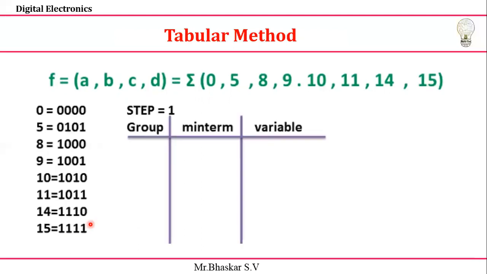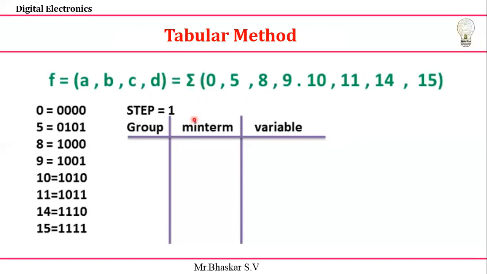How to write the table? You can see step one: first we take the group. The group name changes from step one to step two in different ways. Next, I'm going to represent the minterms and next the variables. Why do we take minterms here? Because we are looking for SOP form, sum of product terms.